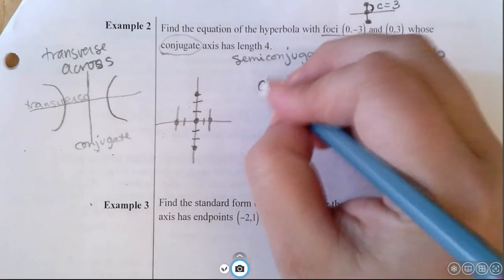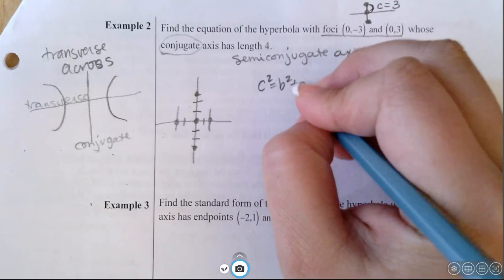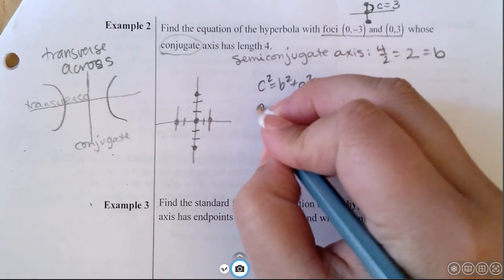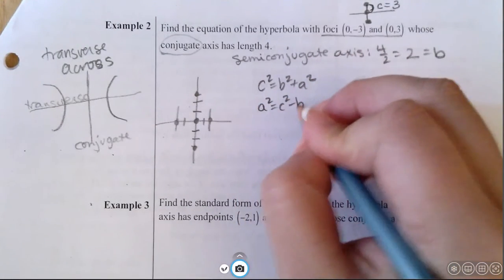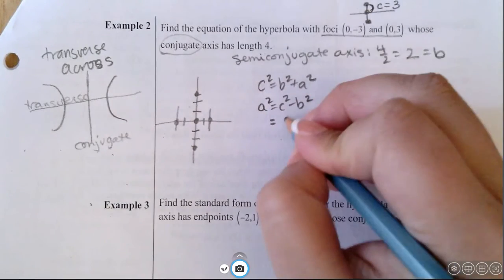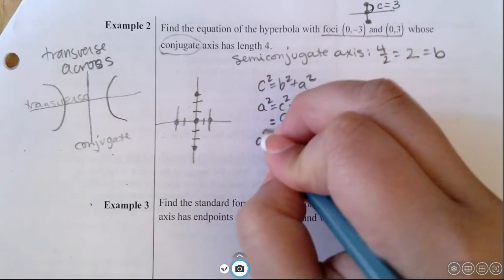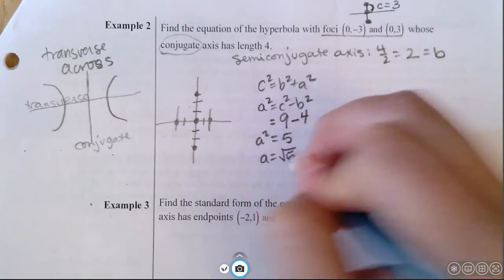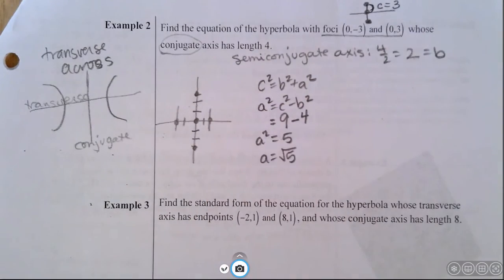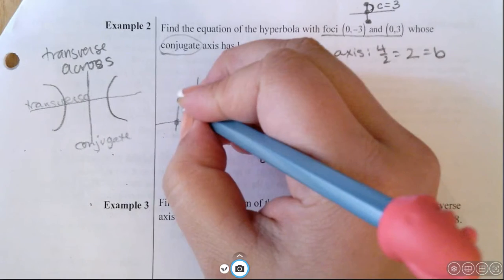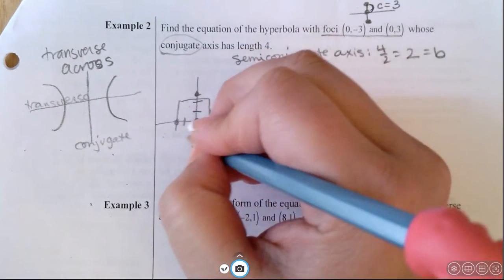So we say c squared equals b squared plus a squared, which means that a squared is c squared minus b squared. A squared is 9 minus 4. A squared is 5, so a is the square root of 5. The square root of 5, if we double check it, is 2.2-ish, 2 1/4. So it's going to be somewhere like this.